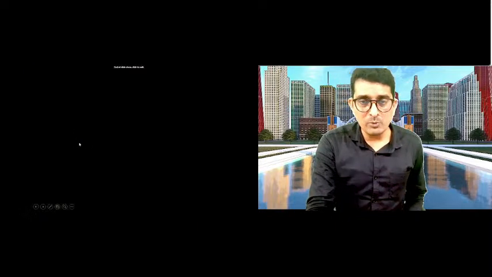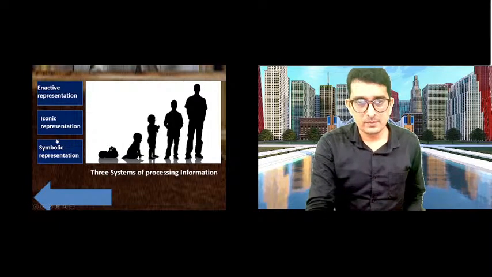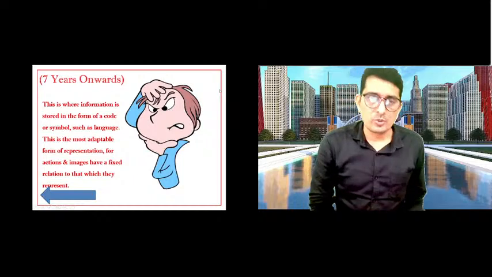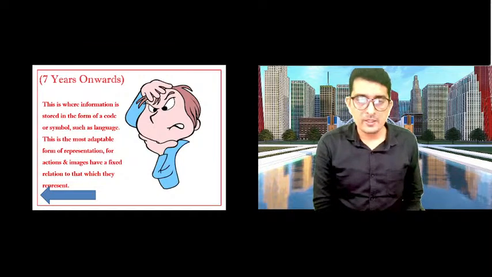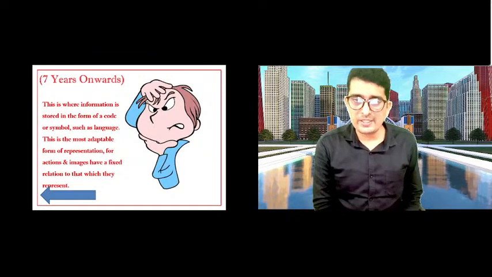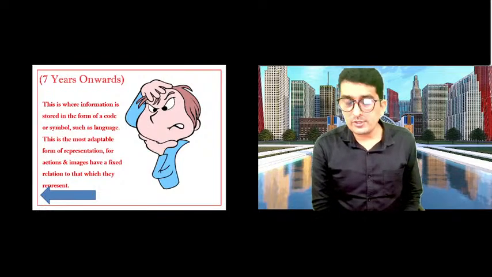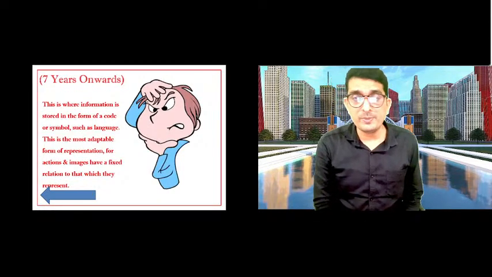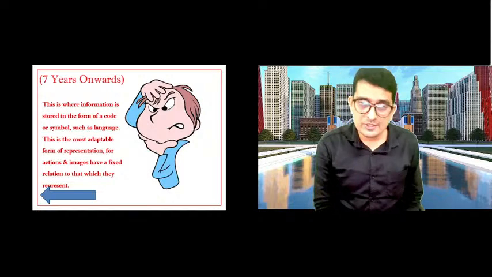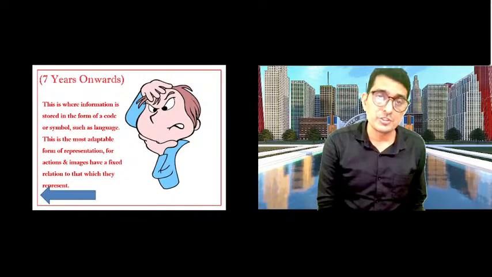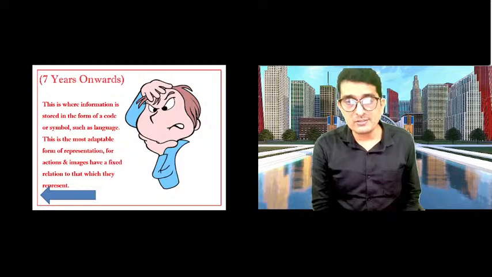And the last one is symbolic representation. This is 7 years onwards. According to Bruner, this is where information is stored in the form of a code or symbol, such as language. This is the most adaptable form of representation, for actions and images have a fixed relation to that which they represent. This is contradictory to the concept of Piaget. According to Piaget, logical thinking starts only after 11 or 12 years. But according to Bruner, the child starts thinking in a logical manner when he or she becomes 7 years old.